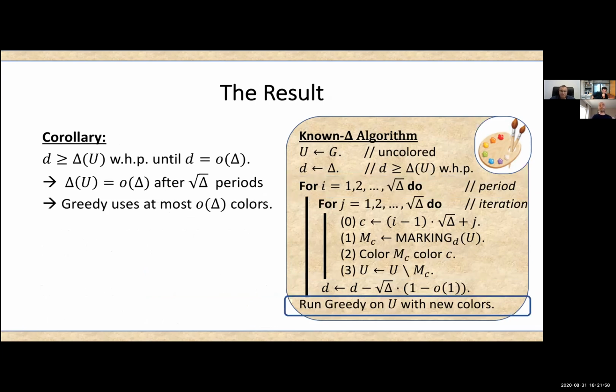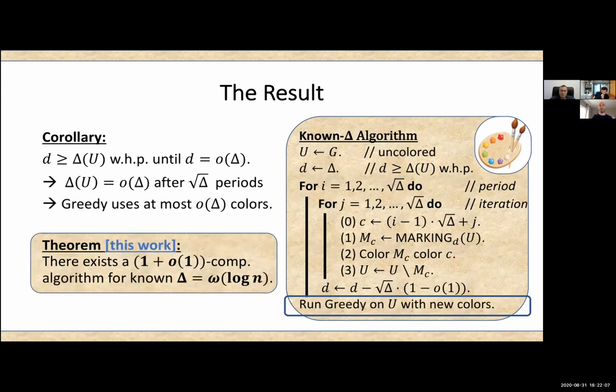And then, as I said before, the greedy algorithm at this point uses at most twice the uncolored graph's maximum degree, which is little order of delta. And from this, we obtain our main theorem. There exists a roughly 1 competitive algorithm for known superlogarithmic maximum degree.